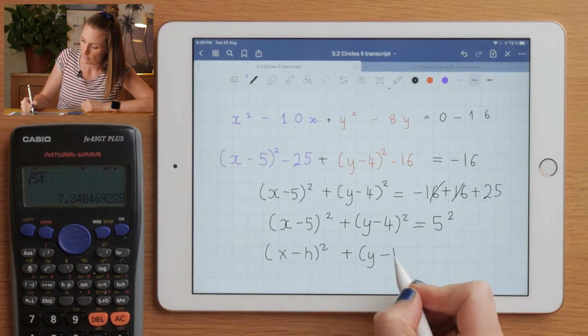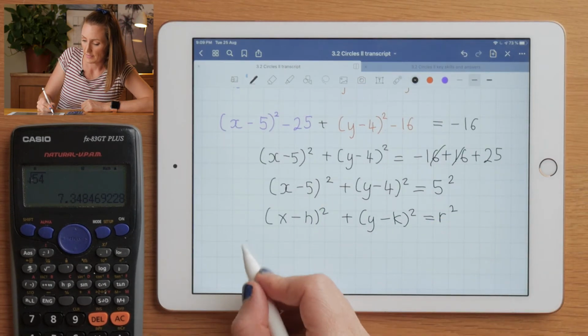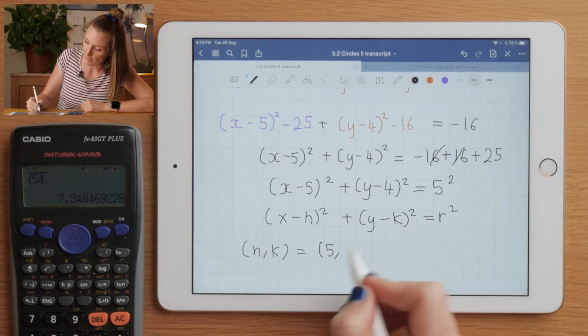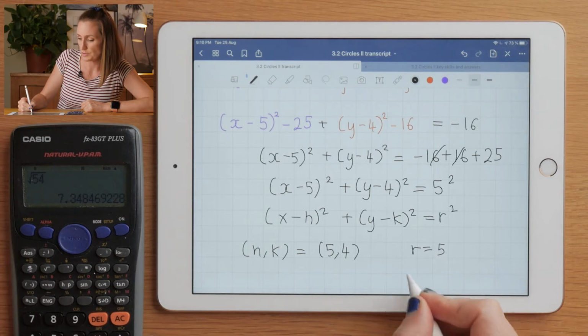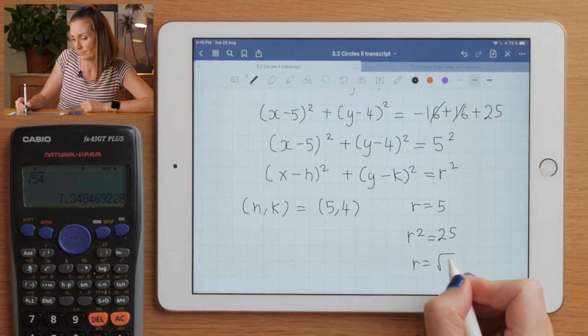So now it's in the same format as my circle formula. Just write it below. I can easily see that the center of my circle, h, k, must be 5, 4, and my radius needs to be 5. You could also do it as r squared is 25, and then take the square root.